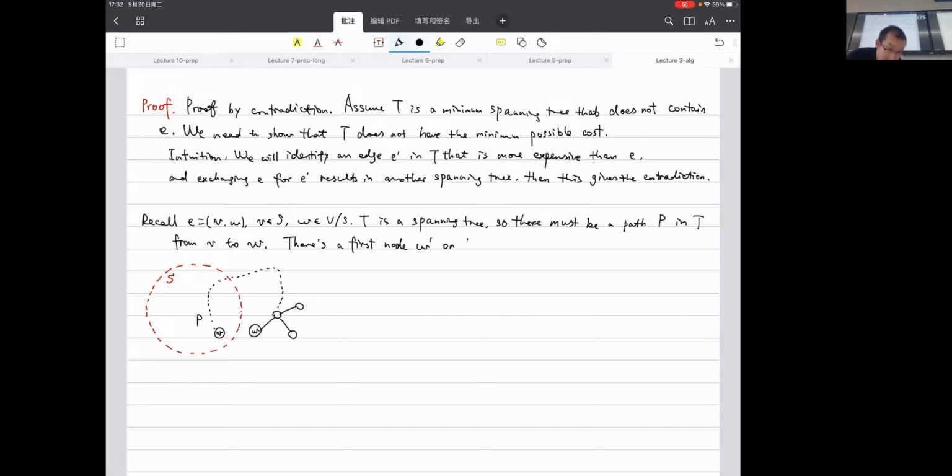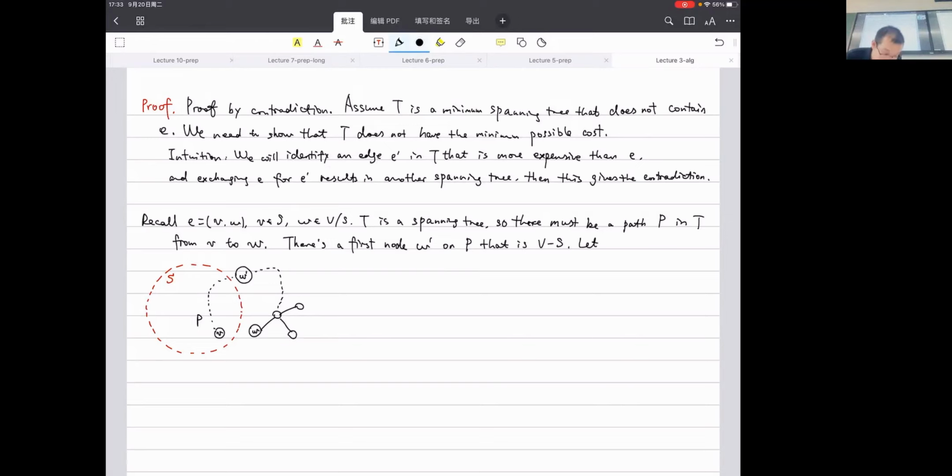W prime on P. We consider the first time that, since P is a path from V to W, at the beginning this P should be inside the set S. So we consider the first time that it goes out of this set S, and let's call this W prime. So let's consider the first time that this is an edge.